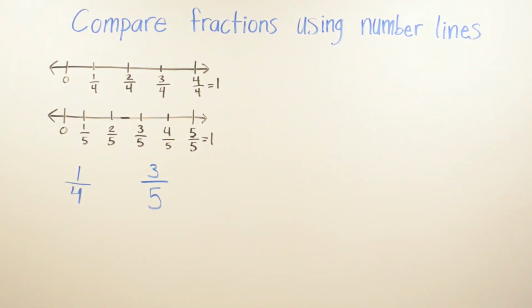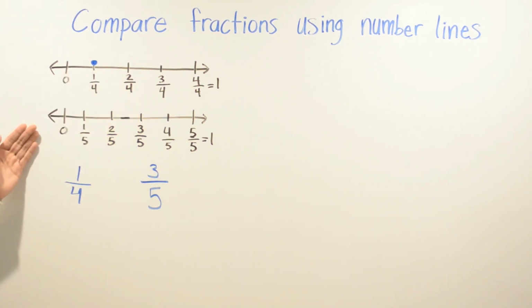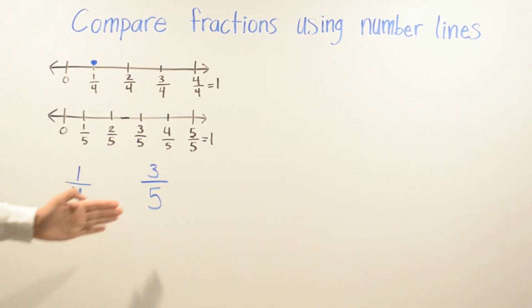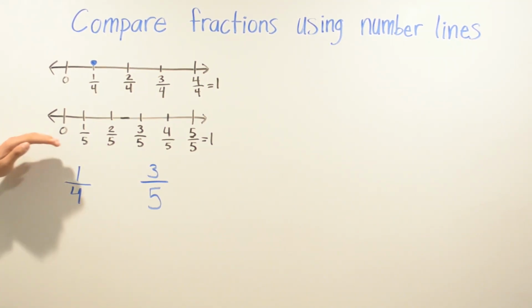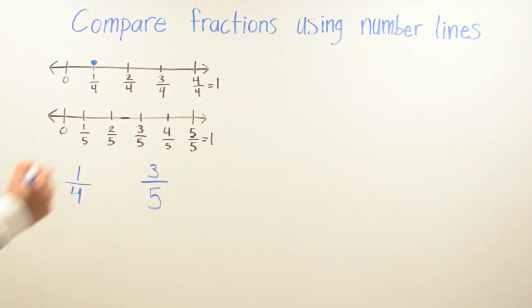In this problem, we are going to use 1/4 and 3/5. So we have our first number line. We have to look for our first fraction. So our first fraction is 1/4. We look for 1/4. 0, 1/4. We found 1/4. We circle it. In our second number line, we have to find 3/5, which is our second fraction. So here we go. 0, 1/5, 2/5, and 3/5. We found 3/5. We circle it.